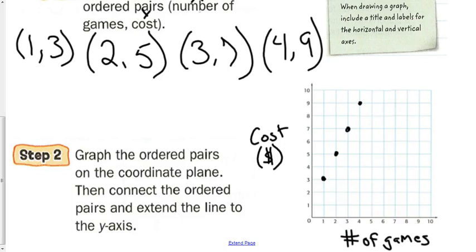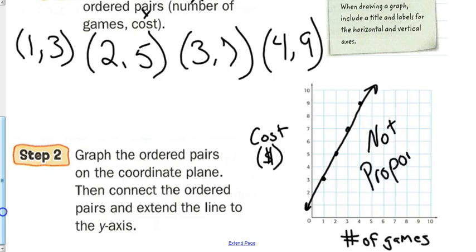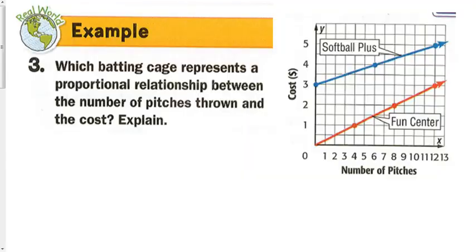All right, so let's connect our points and see if we get a straight line that goes through the origin. Well, looks like we have a straight line, doesn't it? But does it go through the origin? No, it does not appear to go through the origin. So therefore, it does not meet both criteria of going through the origin and being a straight line. So this relationship is not proportional. Frowny face.